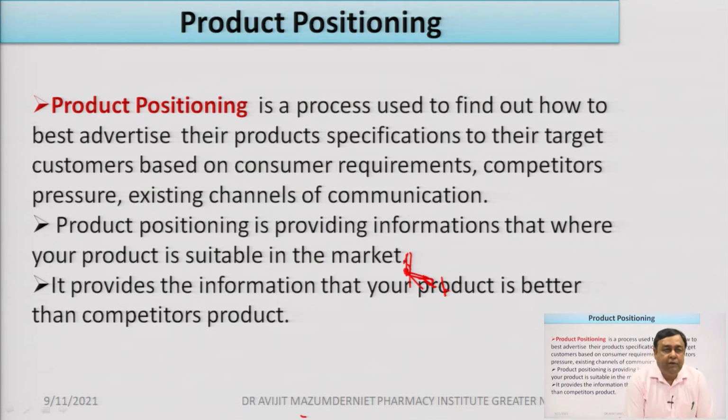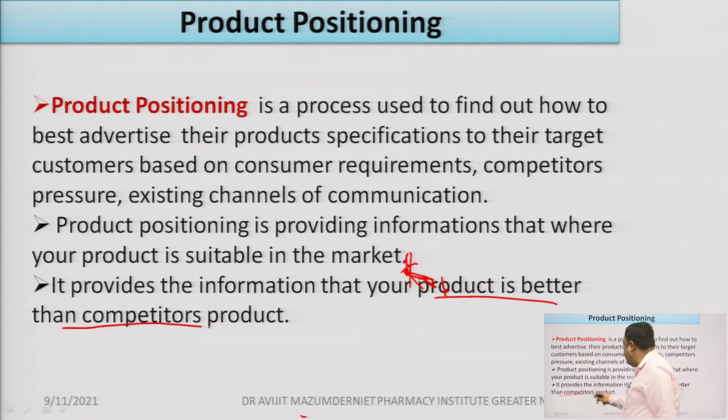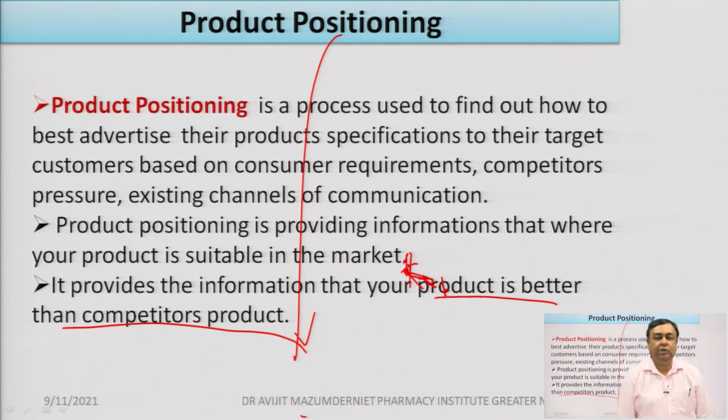Product positioning is providing information about where your product is suitable in the market. It provides the information that your product is better than the competitor's product. In fact, this is the theme of product positioning. That is, it must provide information on how your product is better than the competitor's product, and why the customer will go for your product rather than the products of other competitors.